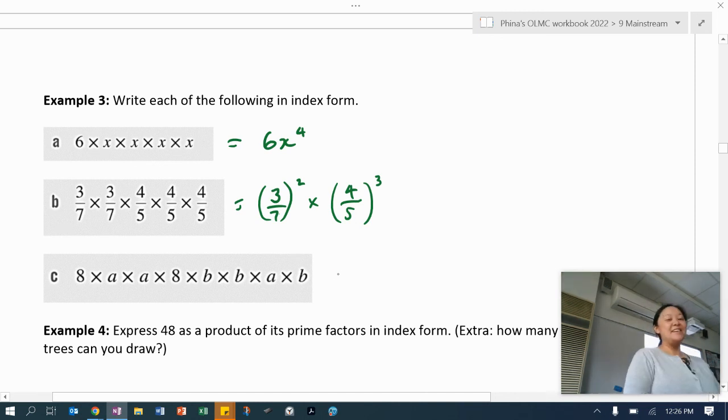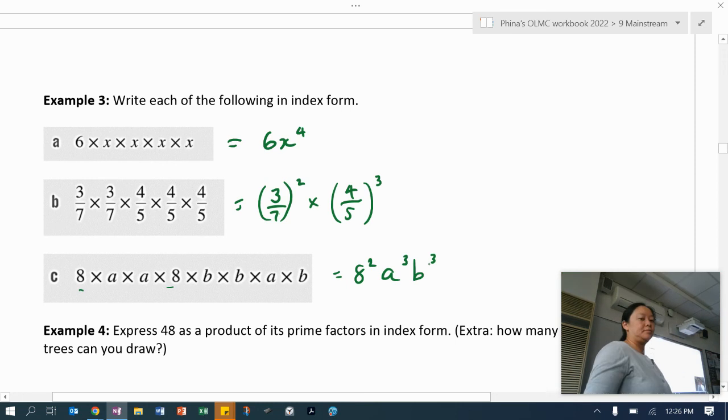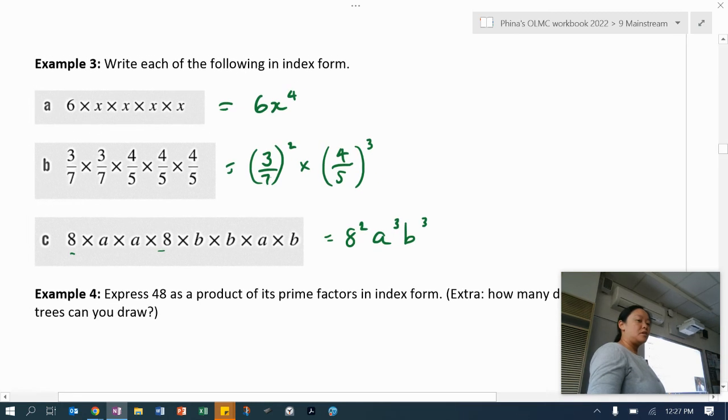Then C. Let's see, we've got 8 to the power of 2. How many A's have we got? 3. A to the power of 3. B to the power of 3. That is all. Okay. So, last one.